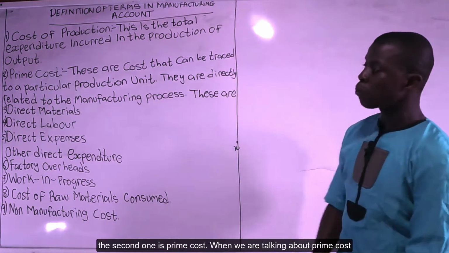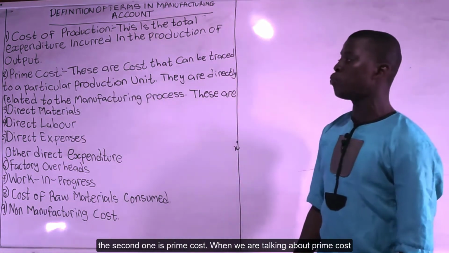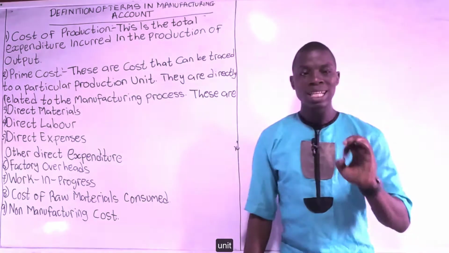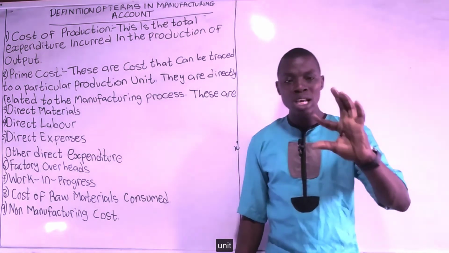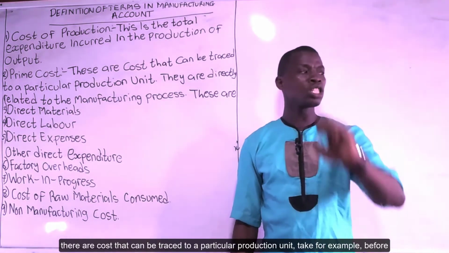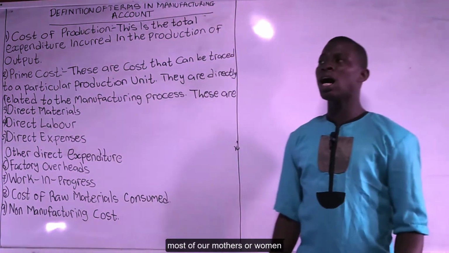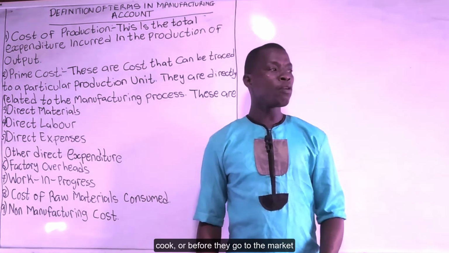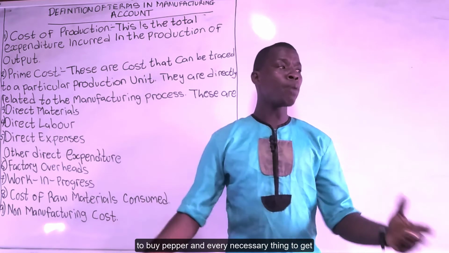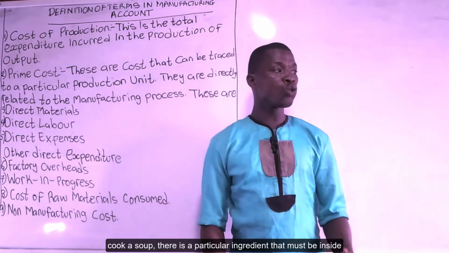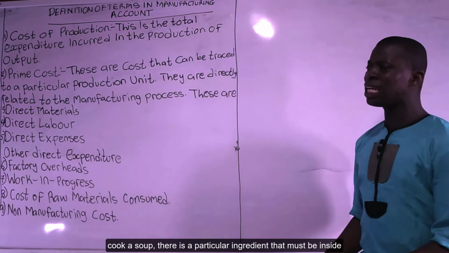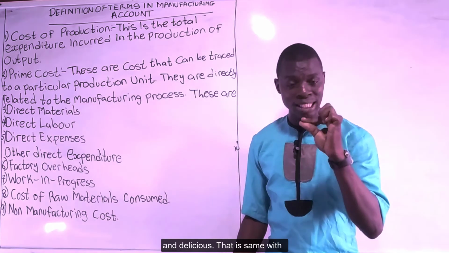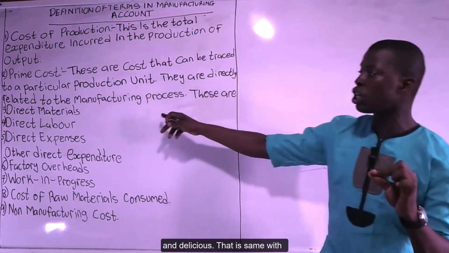Now, the second one we have is prime cost. When we are talking about prime cost, these are costs that can be traced to a particular production unit. Take for example, most of our mothers or women that cook, before they go to the market to buy pepper and every necessary thing to get a soup done, there is a particular thing that must be inside that soup to make it look tasty and delicious. That is also talking about the prime cost.